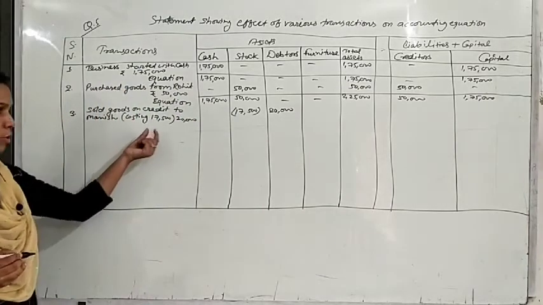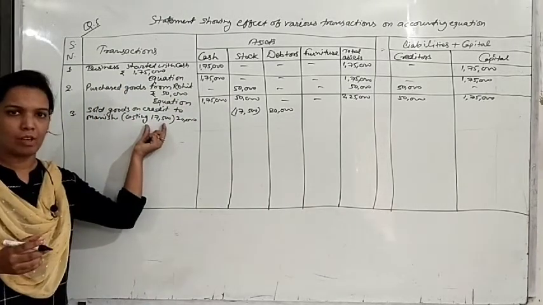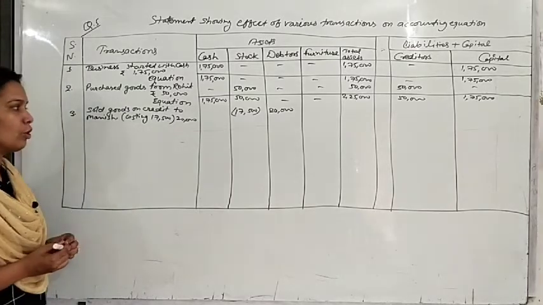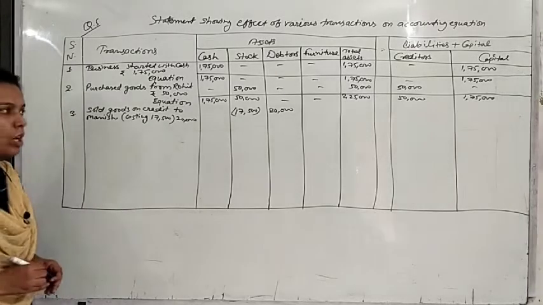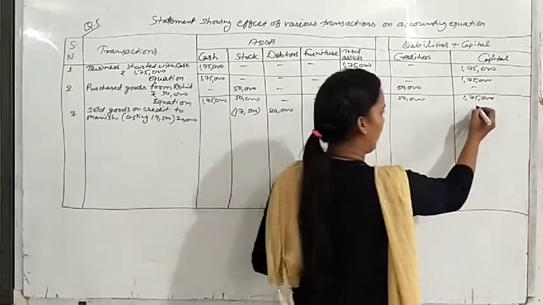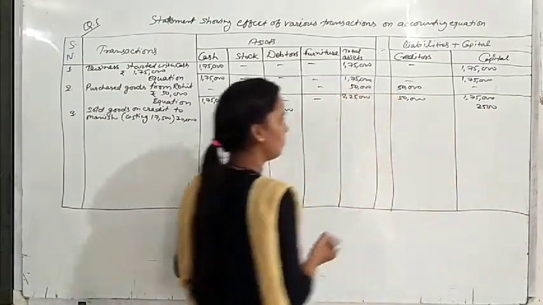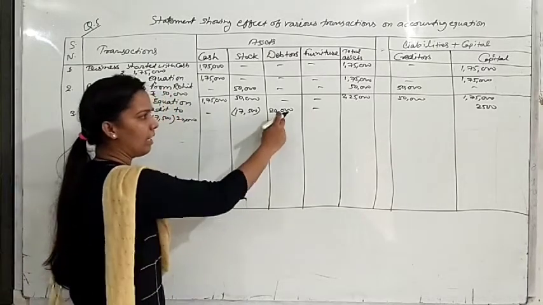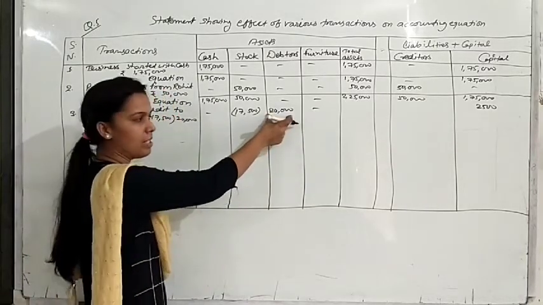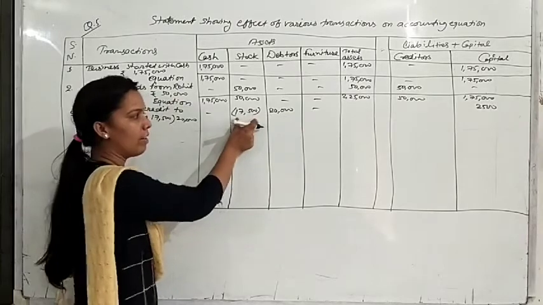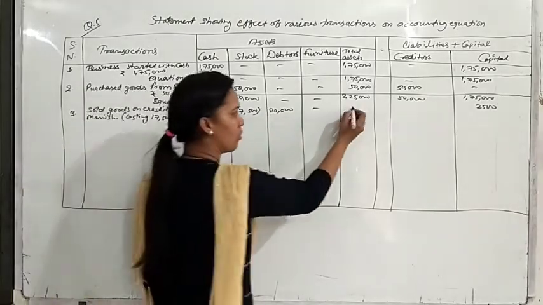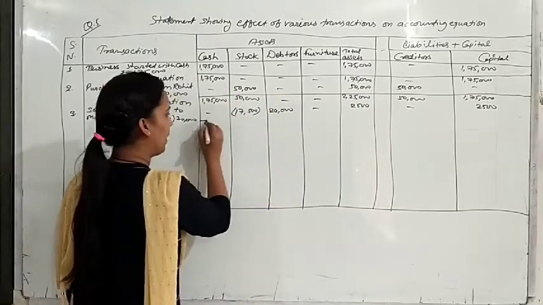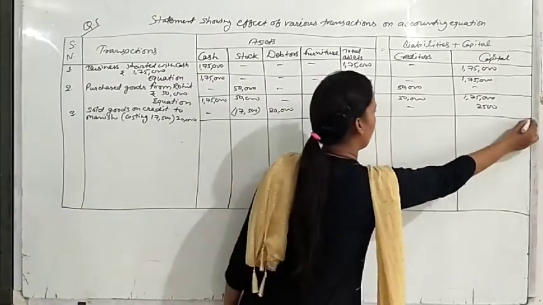And the differential amount: stock was of rupees 17,500 but you are selling it at 20,000. It means you got a profit of rupees 2,500. That will increase your capital. So no effect on cash and furniture. Net effect on total assets, 20,000 is plus, 17,500 is minus. It means 2,500. Equation after the third transaction.